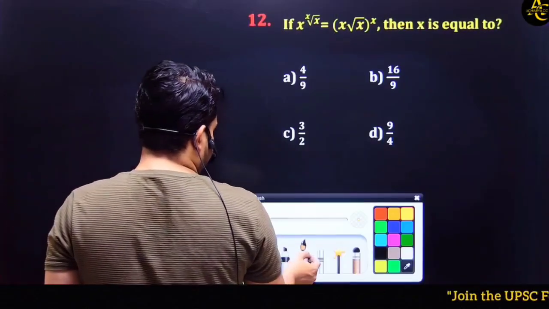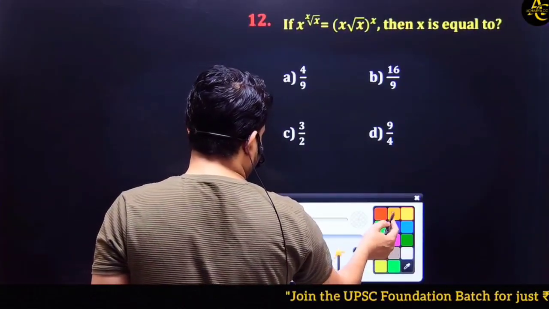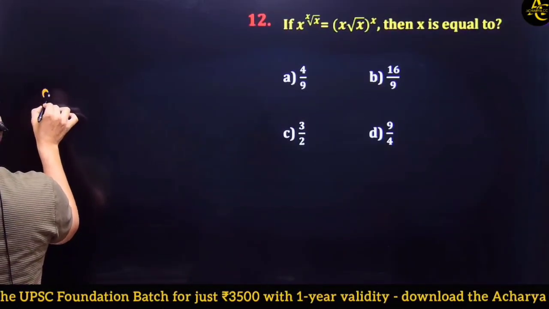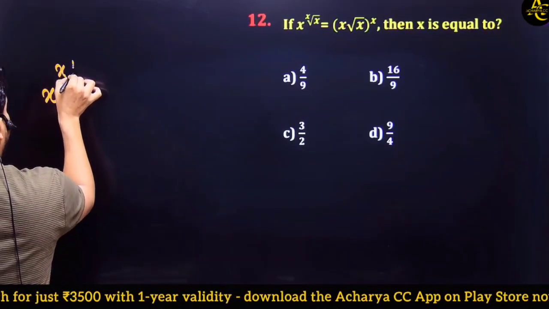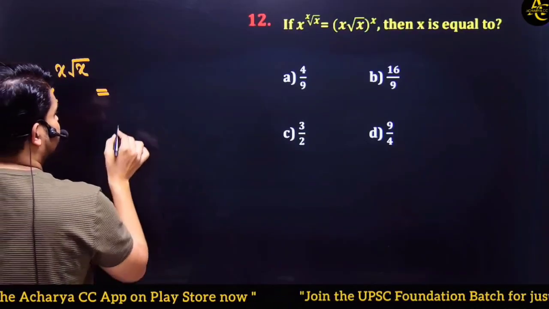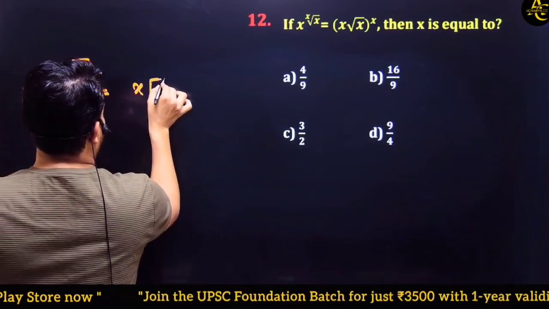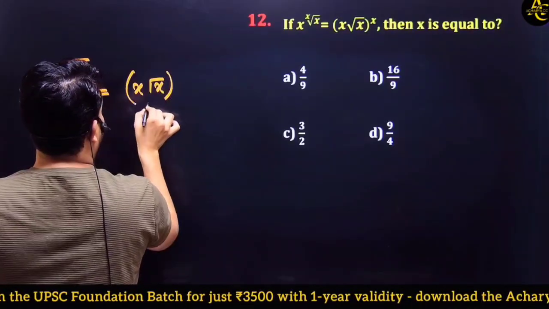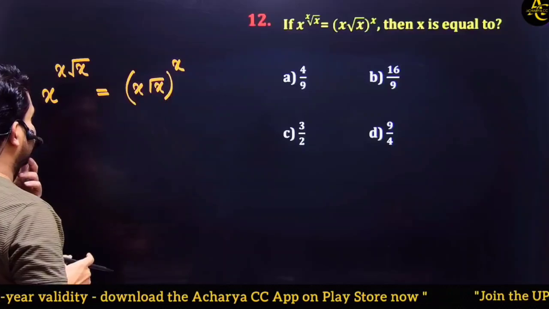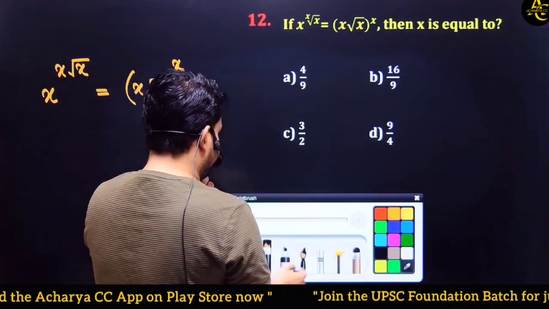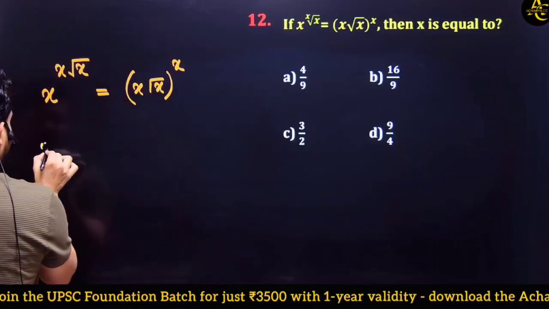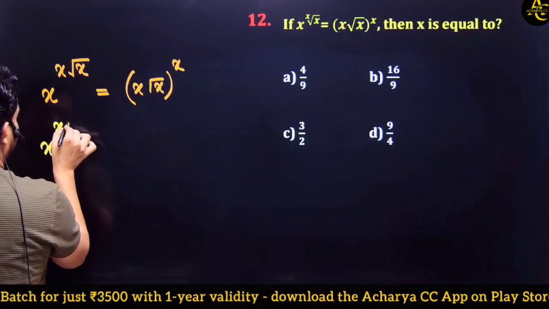Again, a beautiful question. We have x to the power x root x, equal to x root x to the power x. So we have to make both the bases the same. If we make both the bases the same, then the powers will be equal. We have x to the power x root x.